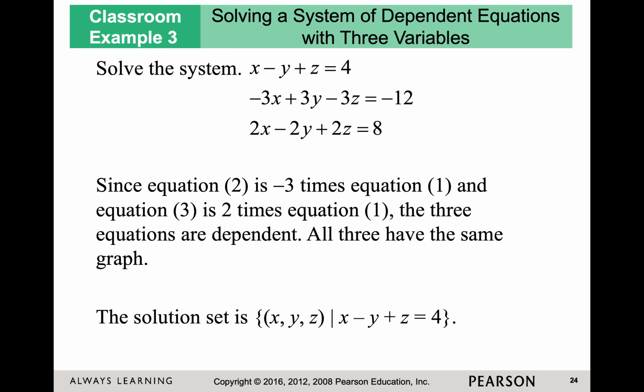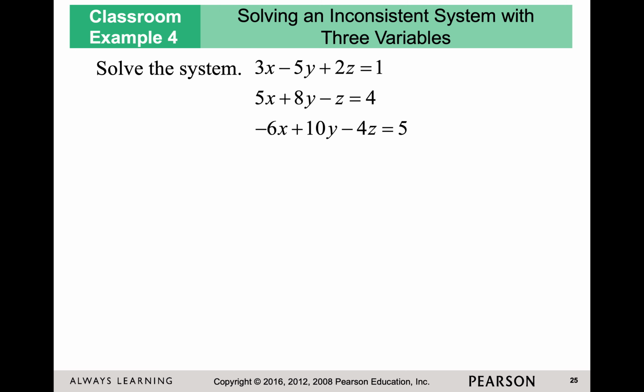If I multiply the first equation by negative 3, that gives me the second equation. If I multiply the first equation by 2, that gives me the bottom equation. So that means that this entire solution set is that lowest value equation.